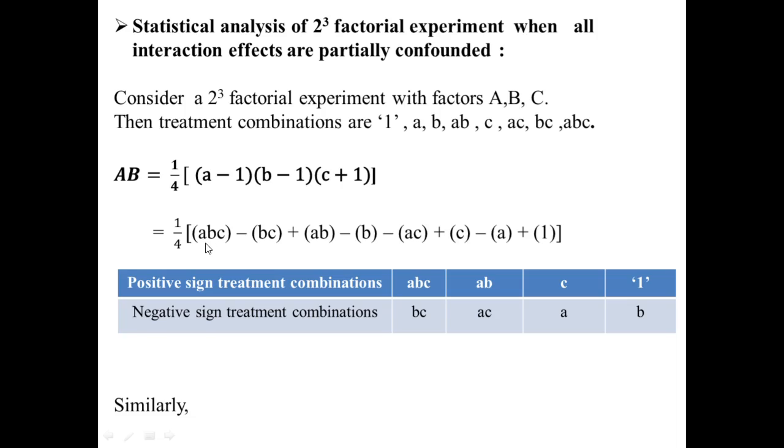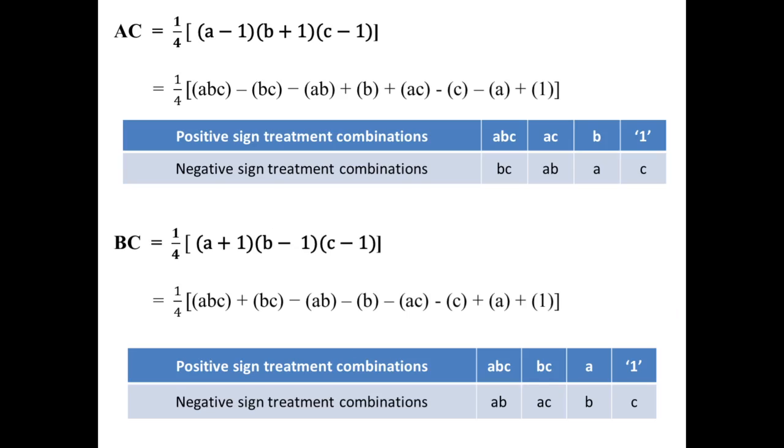Here we have positive sign treatment combinations and negative sign treatment combinations, so separate these positive and negative treatment combinations. We get one table with positive sign and negative sign treatment combinations. ABC, AB, C and 1 are the positive combinations, and BC, AC, A and B are the combinations with negative signs. Similarly, we write the positive and negative groups of treatment combinations for all interaction effects.